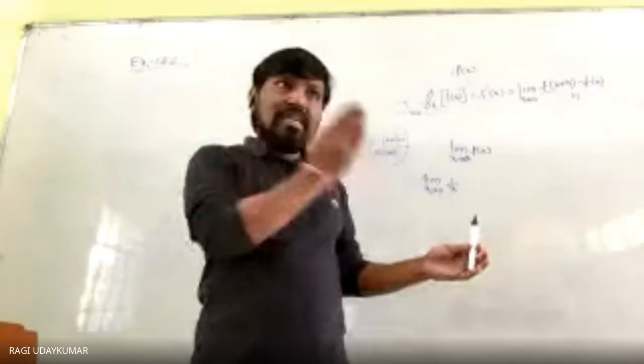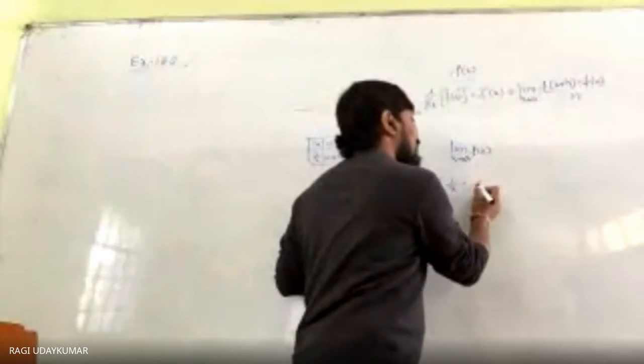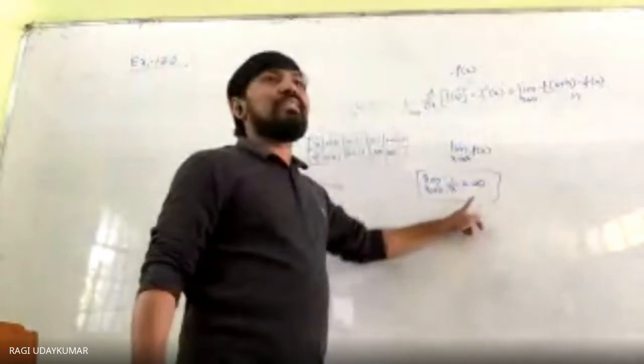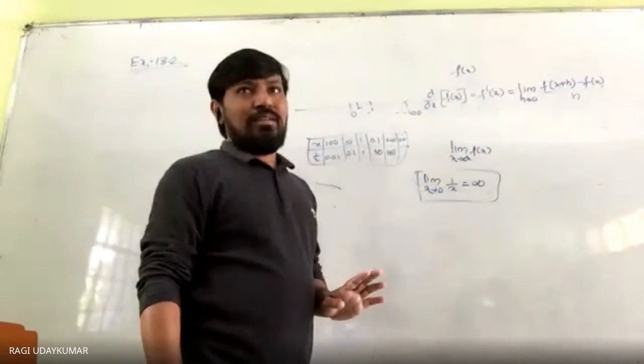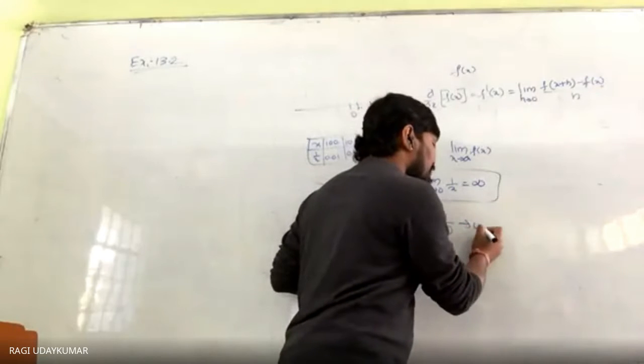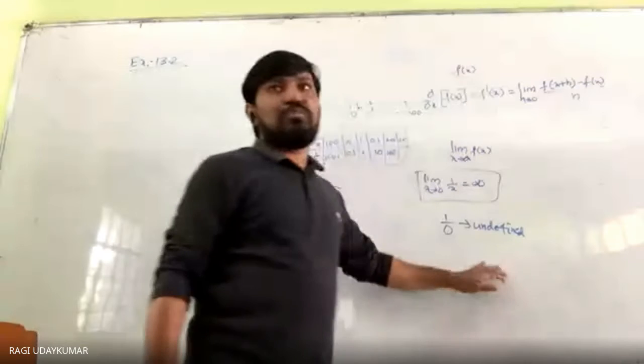As it comes near to 0, it keeps on increasing. So that's why we write this value as infinity. You remember that limit x tends to 0, 1 by x is equal to infinity. And suppose if it is given to you 1 by 0, this is undefined. This is one example for the limit I am explaining.